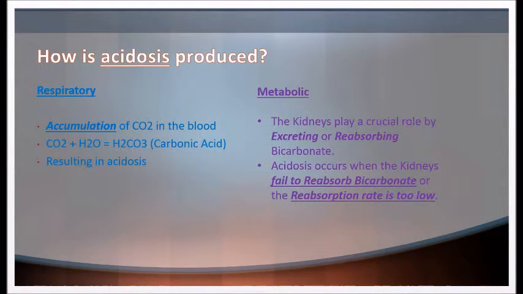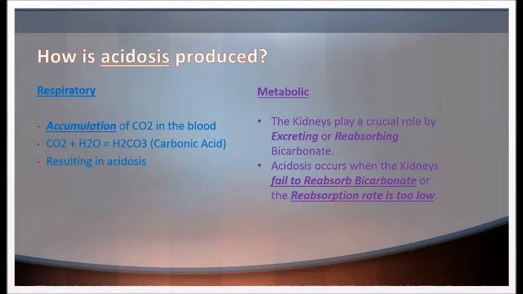So how is acidosis produced? We're going to be looking at two ways, the respiratory way and the metabolic way. From the respiratory side, acidosis is produced due to the accumulation of carbon dioxide in the blood. Carbon dioxide plus water gives us carbonic acid. Water is readily available in the body; in an adult, almost 70% of the body is made of water. So in this case, carbon dioxide becomes the limiting factor.